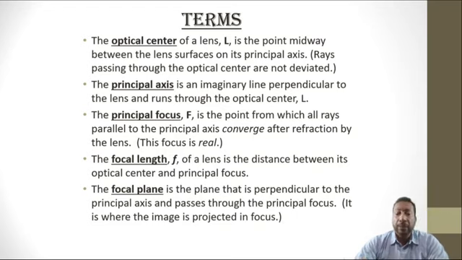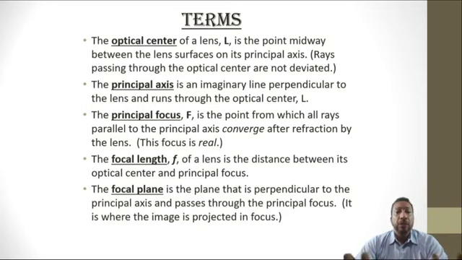There are many various terms that we need to learn about when it comes to lenses. First one is the optical center, which we denote as a capital L. It is the point midway between the lens surfaces on its principal axis. The rays passing through the optical center are not deviated. That is a special point in a lens.